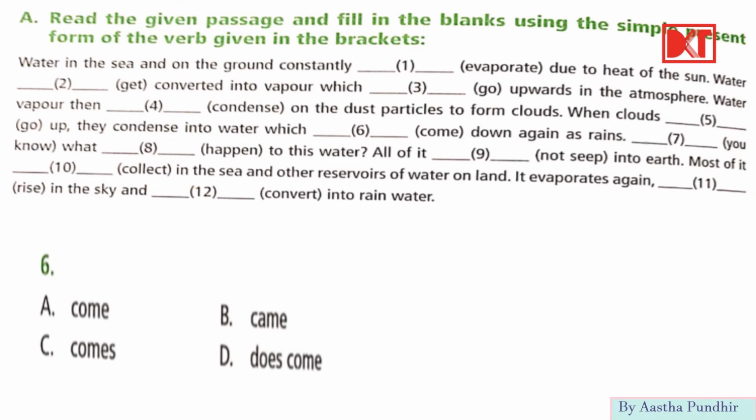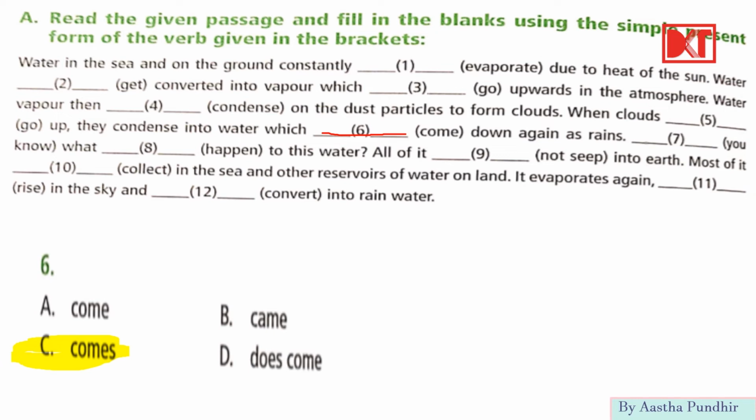Alright, the next option, blank. They condense into water which dash down again as rains. Now the options: A, which come down again as rains. B, which came down again as rains. C, which comes down again as rains. D, which does come down again as rains. Now here the correct answer is which. They condense into water which comes down. Here the answer is C again.